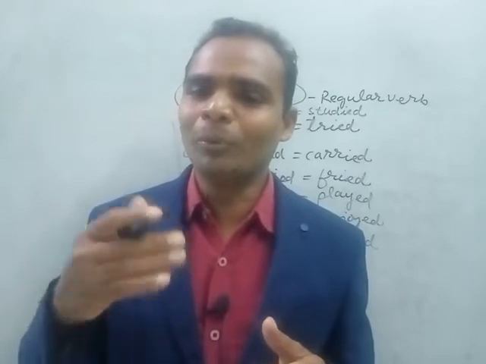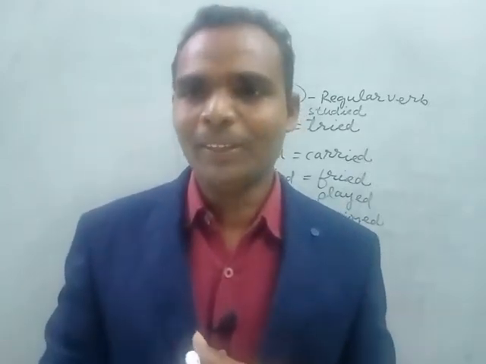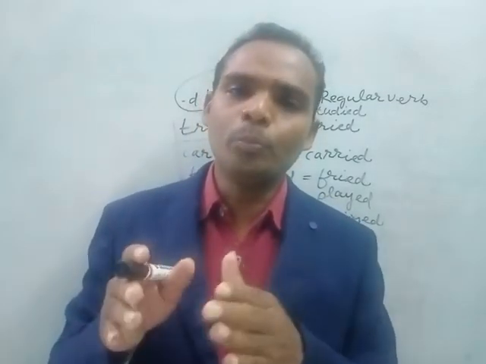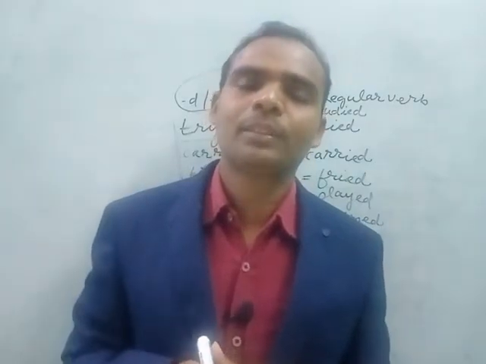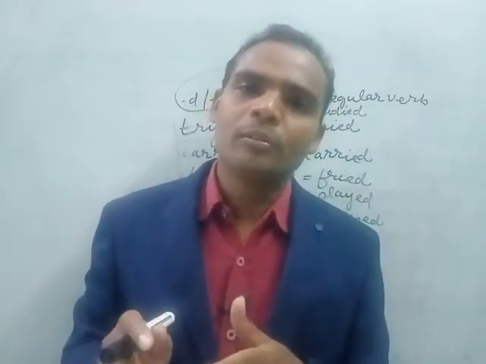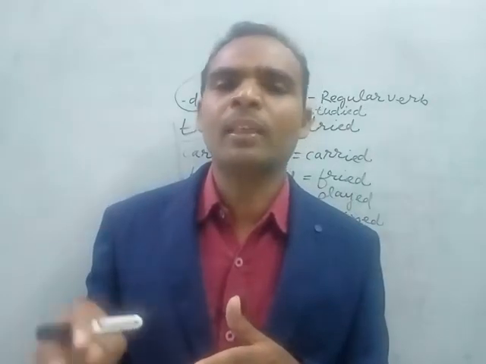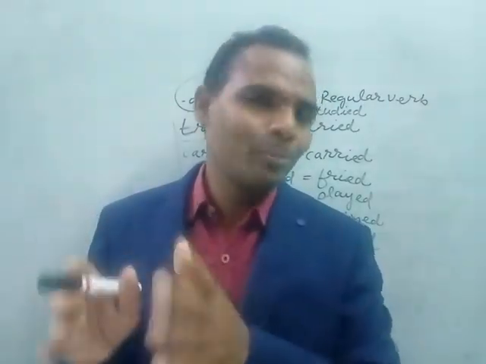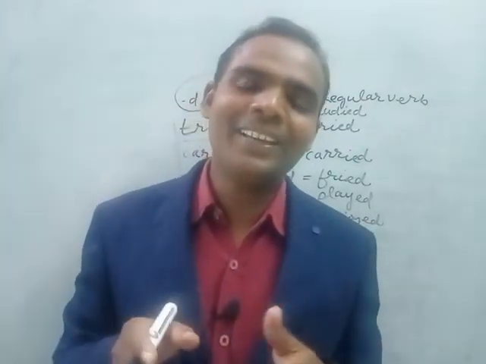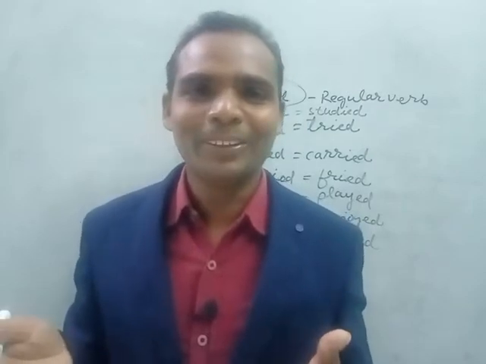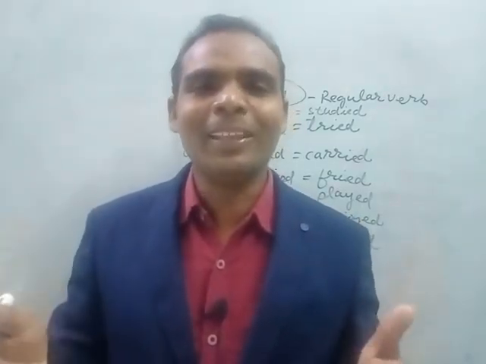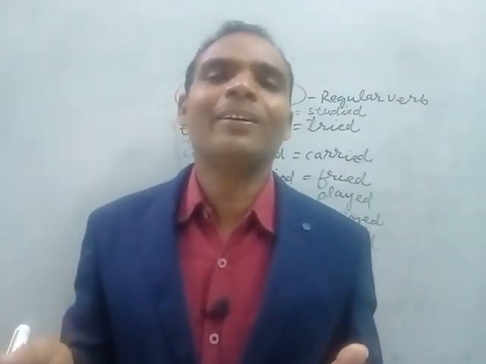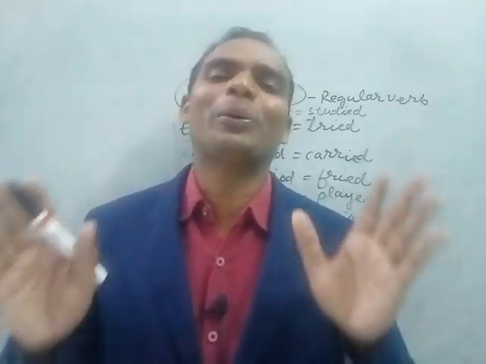Now I am giving one more type of irregular verbs. There are certain verbs where only 2 forms are the same. The second form of the verb and the third form of the verb are the same. Like bring, brought, brought. Think, thought, thought. So these are the irregular verbs. There is no adding of d or ed or ied in irregular verbs.